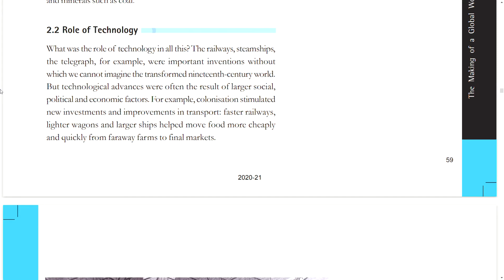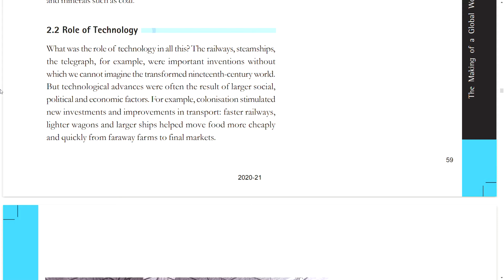Role of technology. What was the role of technology in all this? The railways, steamships, and the telegraph, for example, were important inventions without which we cannot imagine the transformed 19th century world. But technological advances were often the result of larger social, political, and economic factors.